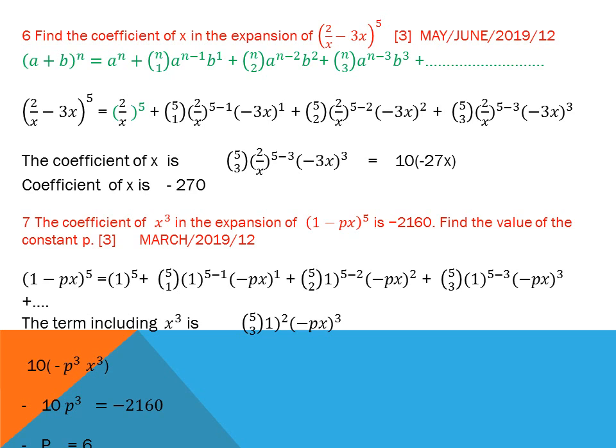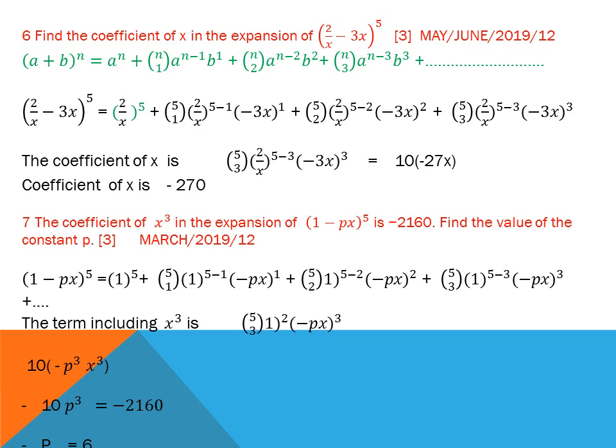Question number 6. Find the coefficient of x in the expansion. There is only a replacement of some values, but the method is the same in all questions. So it's very easy to obtain 3 to 5 marks from the binomial theorem. 2 over x minus 3x whole power 5. Here a is 2 over x and b is minus 3x. 2 over x power 5 plus 5c1, 2 over x power 5 minus 1, minus 3x power 1, 5c2, then 5c3. I also expand this question till 3 terms because I need the term including x here.